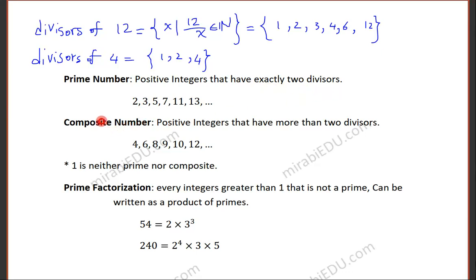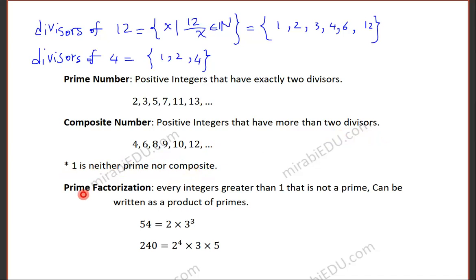And what's a composite number? The positive integers that have more than 2 divisors, like 4, 6, 8, 9. How many positive divisors does 9 have? 9 has 3 divisors, and 4 has 3 divisors again. So they all have more than 2 divisors. Okay, 1 is neither prime nor composite because 1 has only 1 divisor.